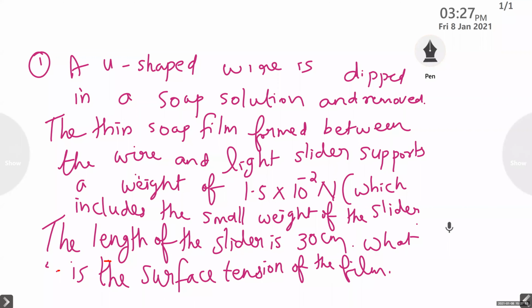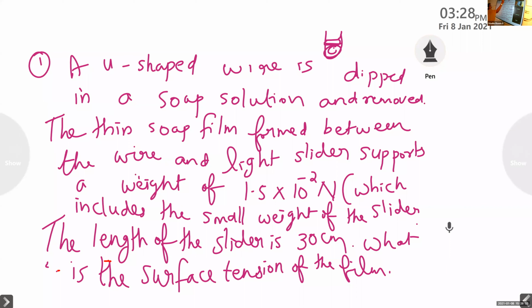Completed, children? So this is a simple problem, but you have to understand. A U-shaped wire is dipped in a soap solution. You know soap solution has bubbles, and removed. So that means some of the soap solution sticks to it. It is formed between the wire and the light slider. So it is a U shape. So this is the U-shaped wire. So slider is there, which is closing this U shape. So between this, a soap film is formed between the wire and the slider. And the weight of the slider is given.